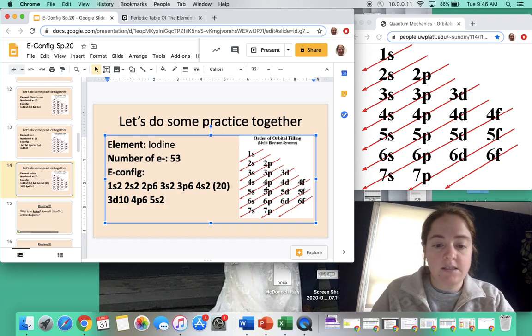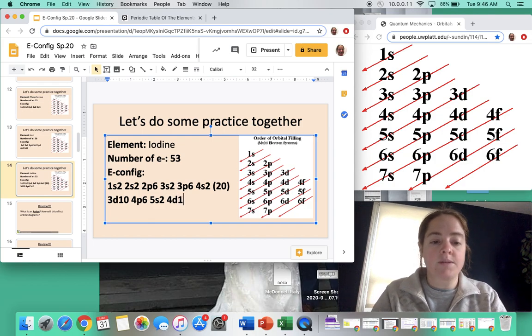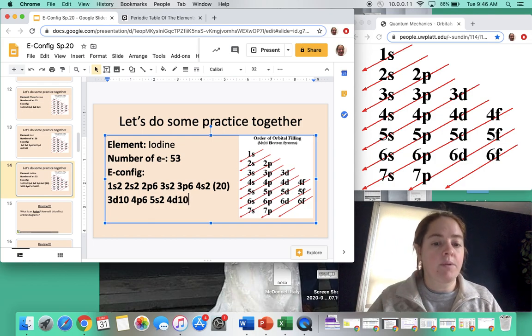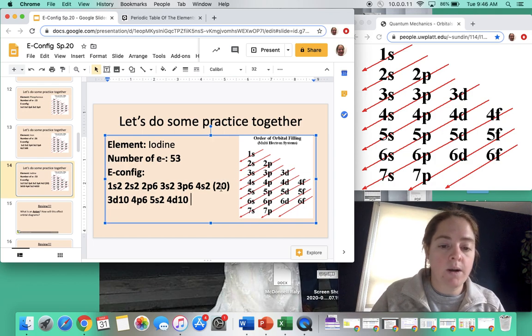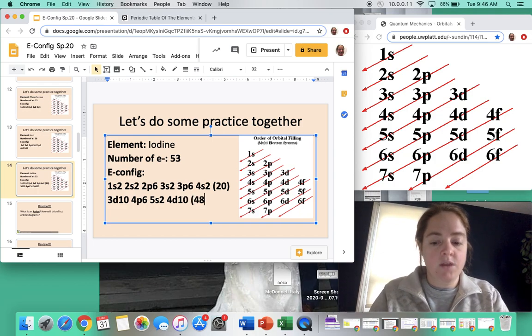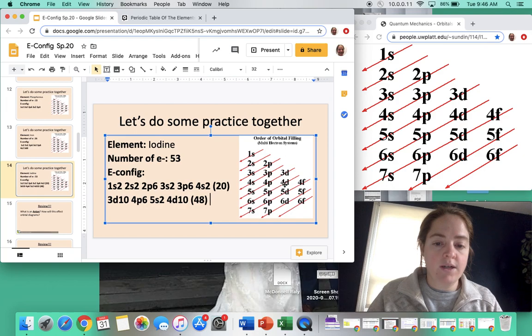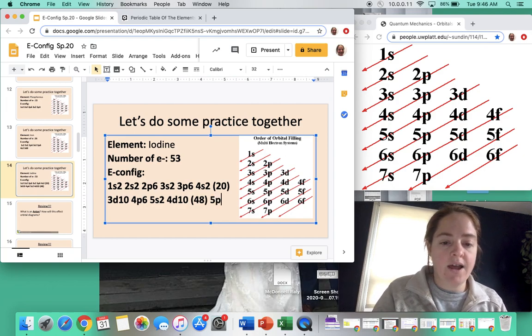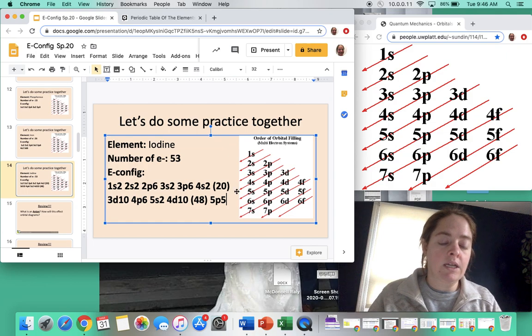After 5s comes 4d. Remember, d can go up to 10, and that was a very large number, so I'm going to stop to pause and count. I had 20 here. 20 plus 10 is 30. 30 plus 6 is 36. 36 plus 2 is 38. 38 plus 10 is 48. So I only need 5 more. 53 minus 48 is 5. So after 4d comes 5p, so 5p5. 5 because I only needed 5 more.